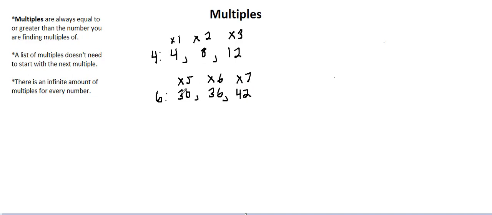Now, it could also include numbers lower than 30 because I started with multiplying by 5, and it could include numbers greater than 42 because I only stopped at 7. And that's where there's an infinite number of multiples for every number, because with 6, I could keep going on. I could do times 8 and get 48. I could do times 9, times 10, on and on and on forever. So that's why there's an infinite amount of multiples for every number.